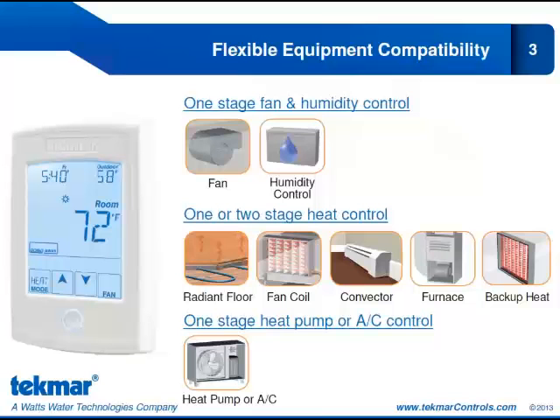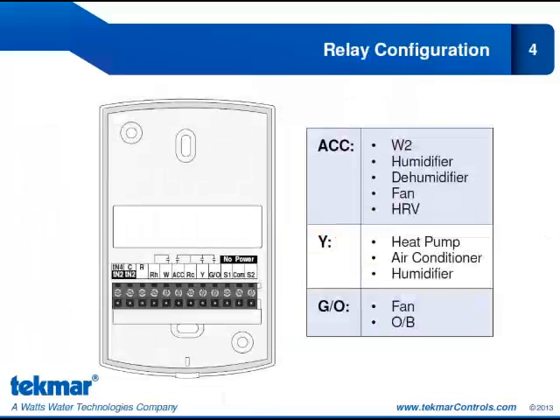So let's review the relay configuration. You can see right away why this thermostat is so flexible. We can control a lot of different pieces of equipment with these relays. The accessory relay can be configured to operate your 2nd stage of heat, a humidifier, a dehumidifier, a fan, or an HRV. So we have 5 options for a single relay.